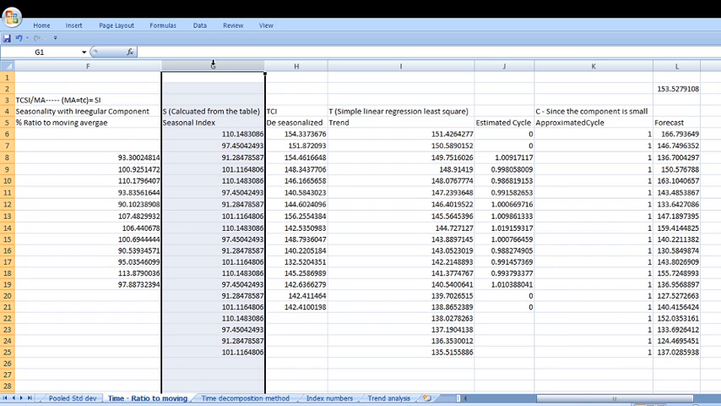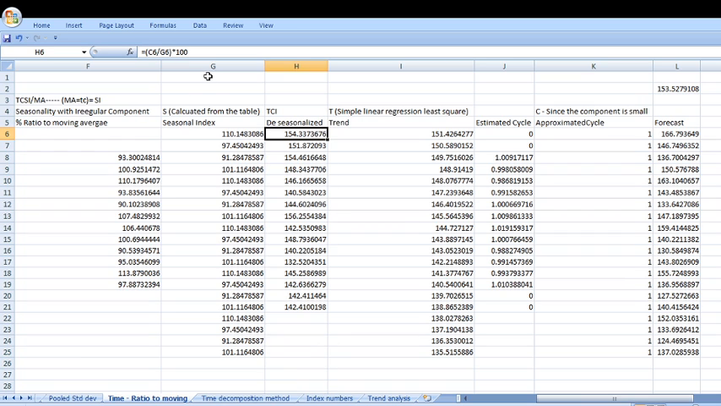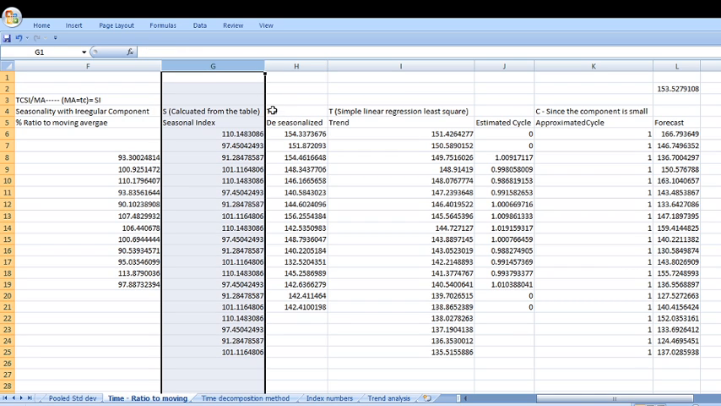And now you can very well, if you want to look at the time series eliminating the seasonality from TCSI, you just need to divide TCSI by column S. So S gets cancelled, and what you will get is TCI, a series without seasonalities. It's called deseasonalized data.